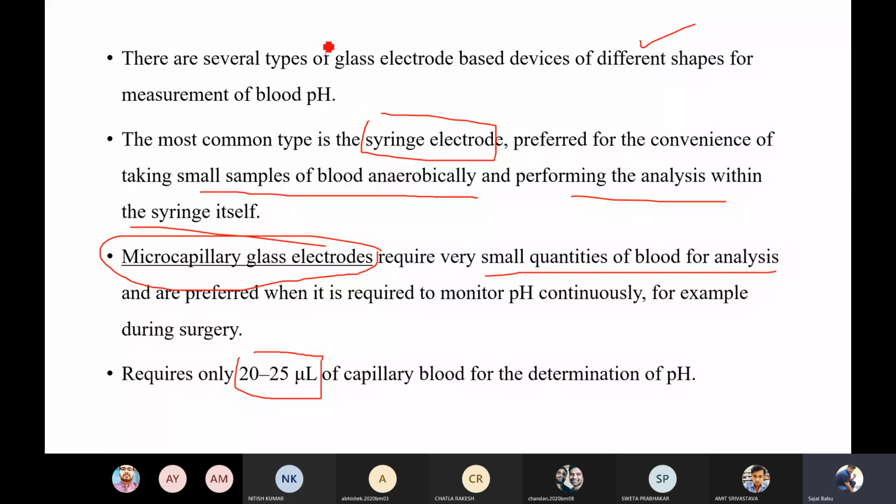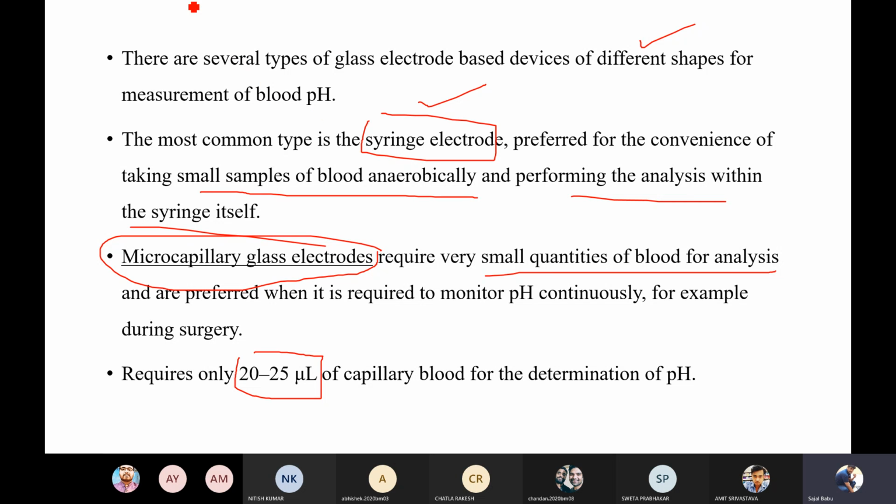You just have to remember here that there will be several types, but among them the syringe electrode is most preferably used, because you can take the blood into the syringe and the measurement can be done inside the syringe. That means once taking the blood, there is no need to remove the blood again into some other place. You can do the complete measurement inside the syringe itself.